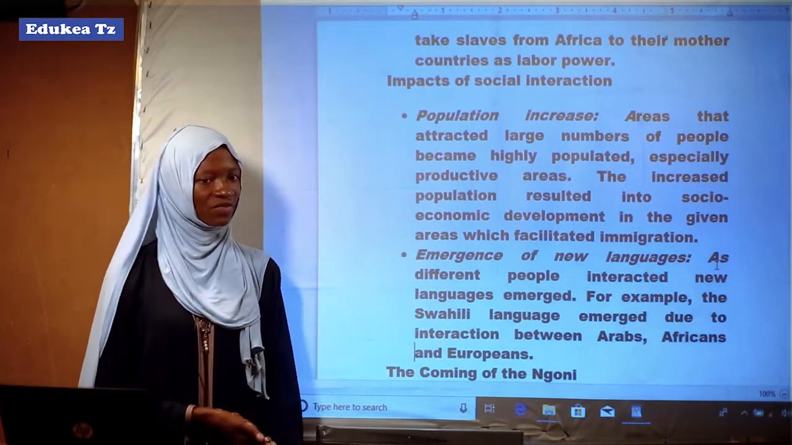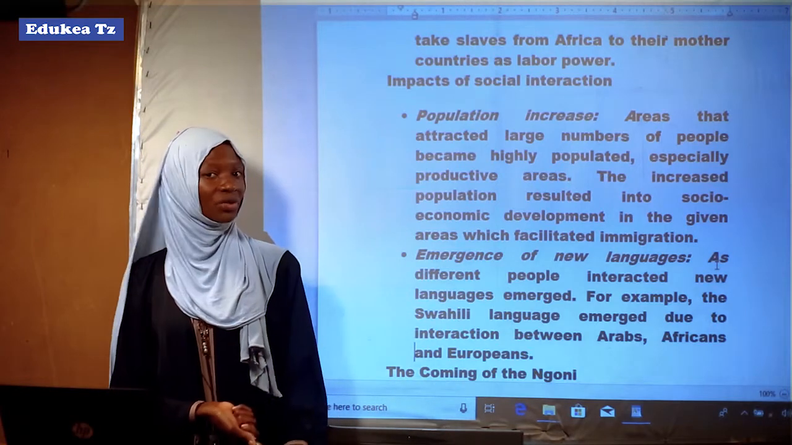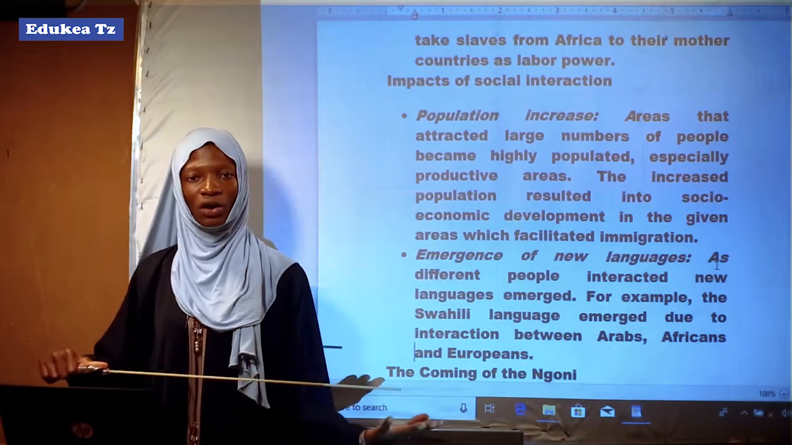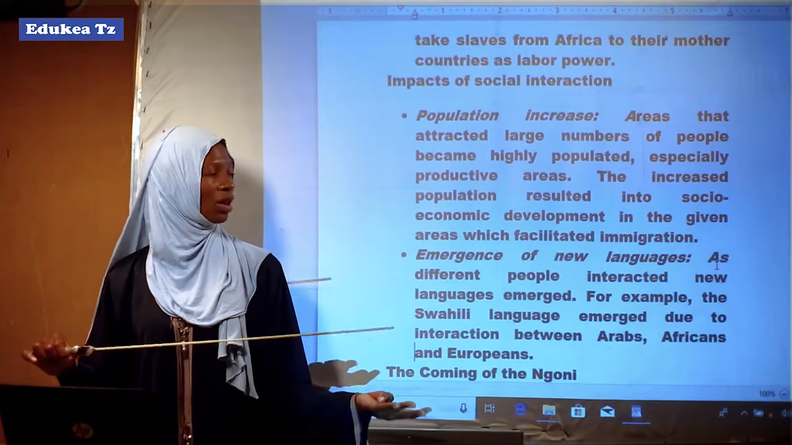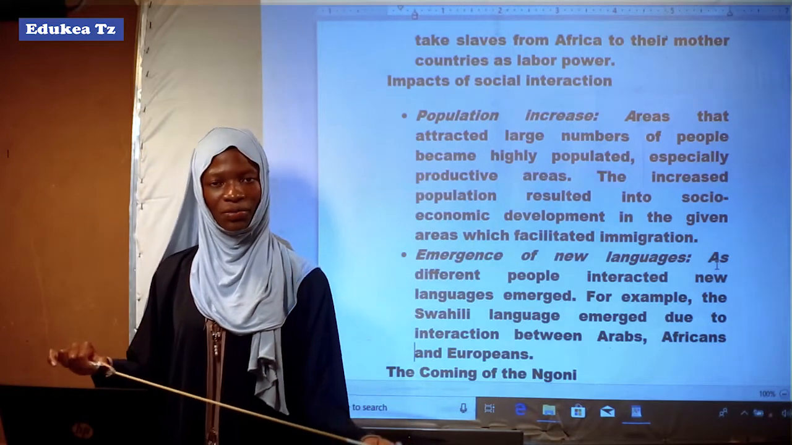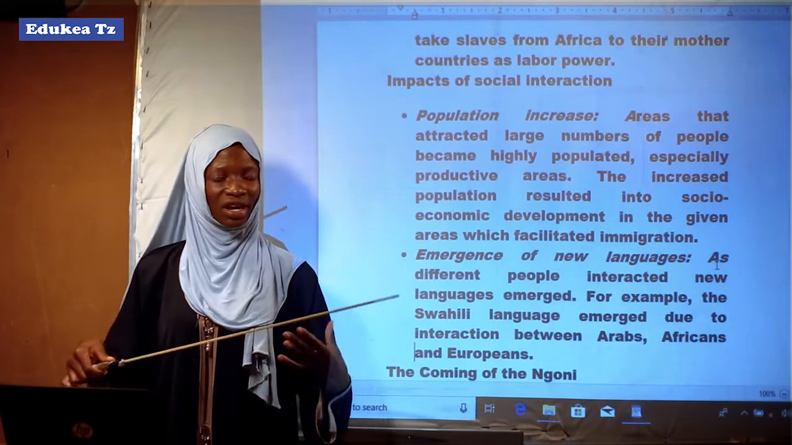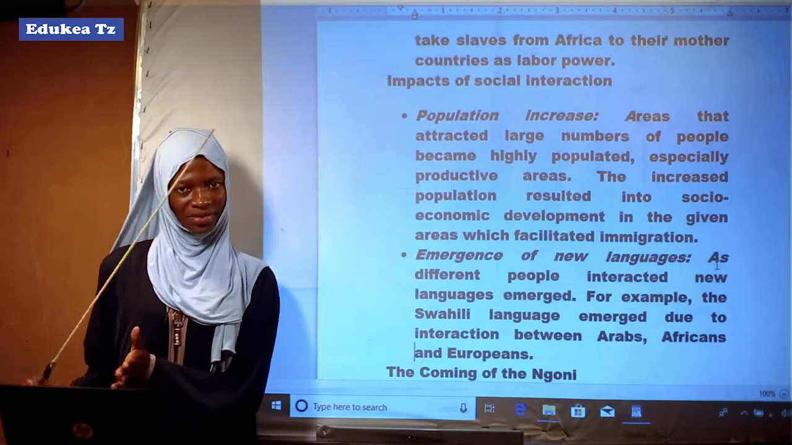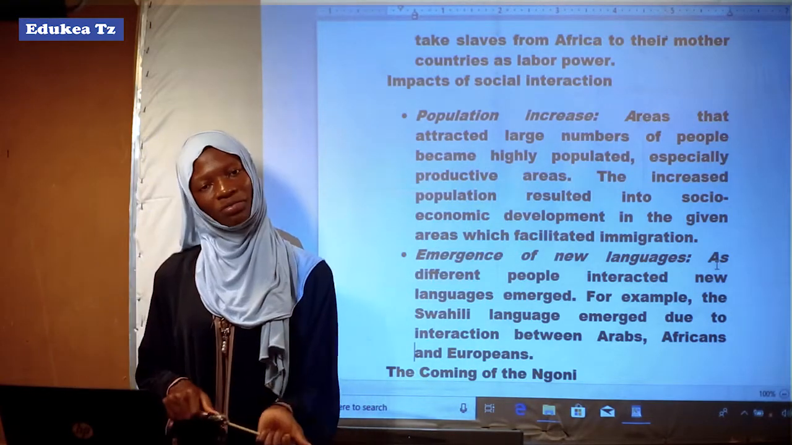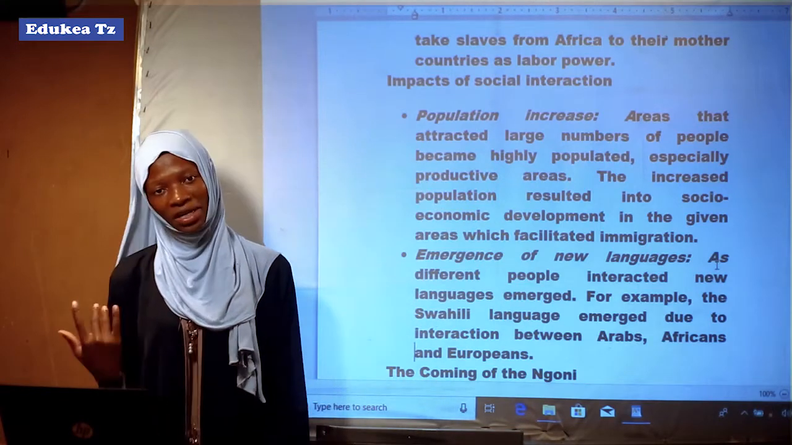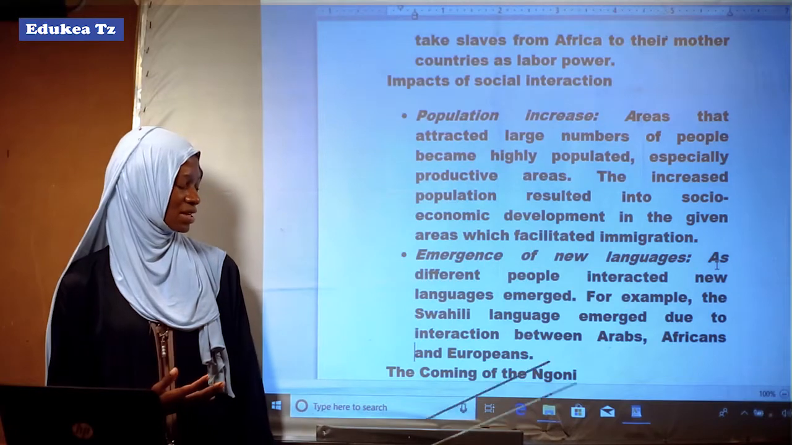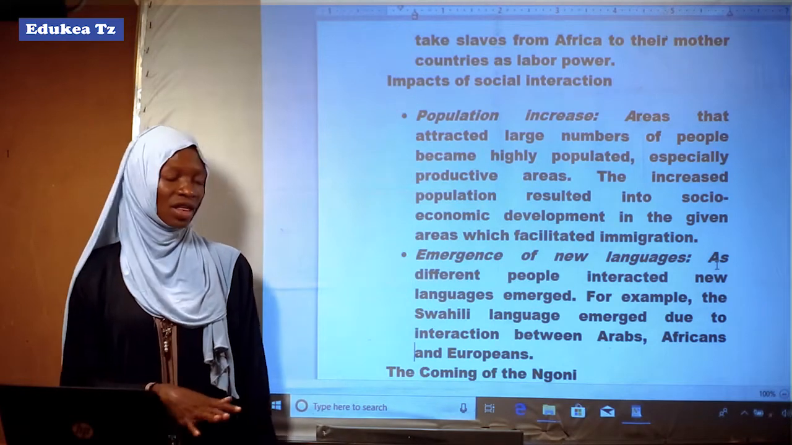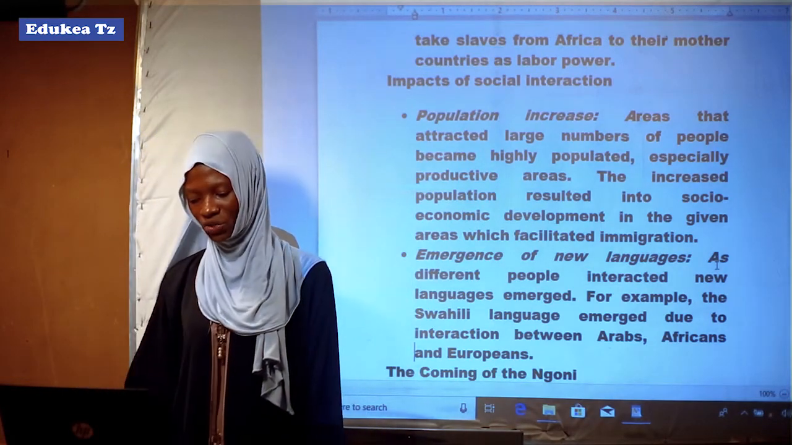The common, very known example is the Swahili language, which emerged after the interaction between Africans of coastal areas, Arabs and Europeans. In Swahili, you can encounter a lot of words of African origin, other words from the Arabic language, and other words from the European languages, such as English. That's why you can say it led to the emergence of a new language. Before the interaction, there was no Swahili language.